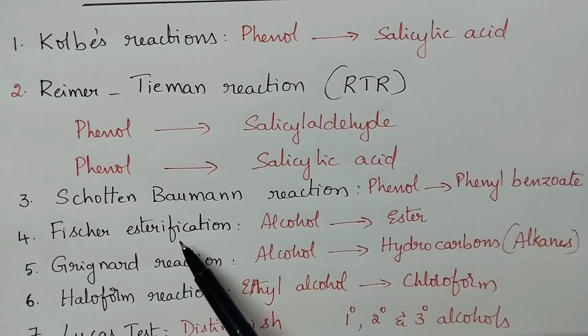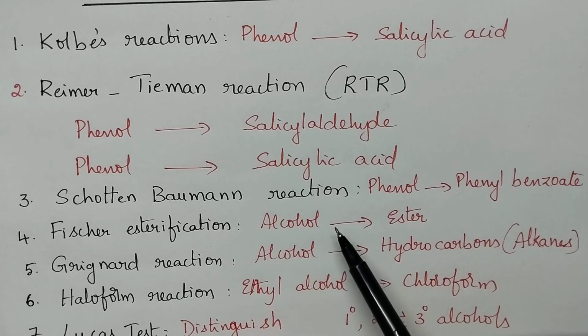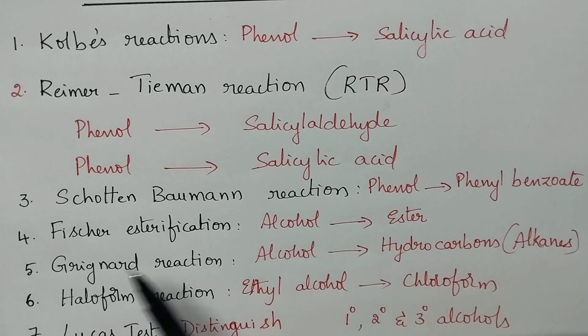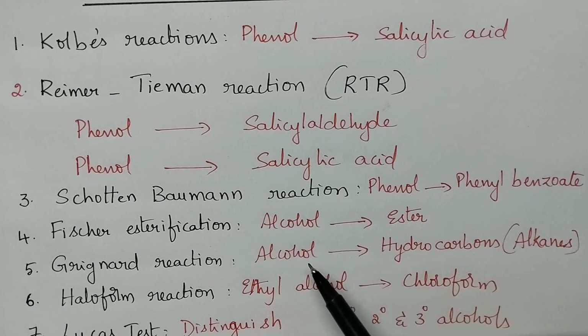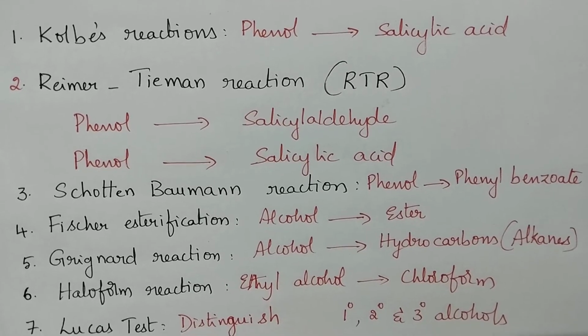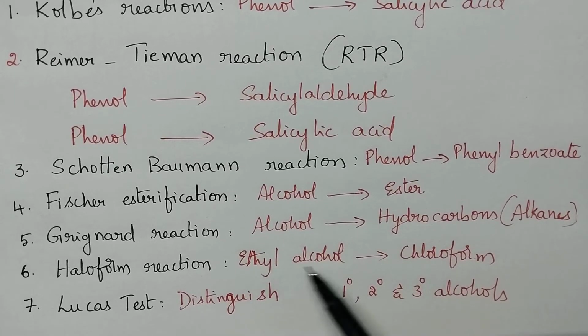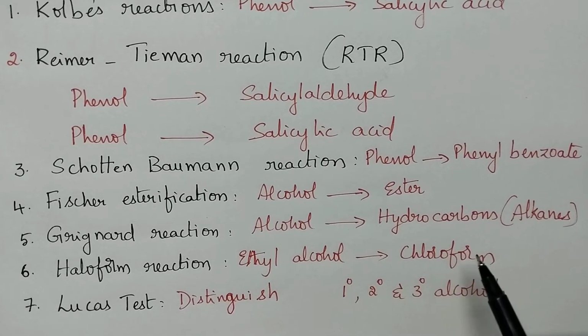Coming to Fischer esterification, alcohols can be converted into corresponding esters. Grignard reaction is highly useful for the conversion of alcohols into hydrocarbons, especially alkanes, which can be obtained by treating alcohol with the Grignard reagent. Haloform reaction is highly useful for the conversion of ethyl alcohol into chloroform. And finally, the Lucas test is highly useful to distinguish primary, secondary and tertiary alcohols.